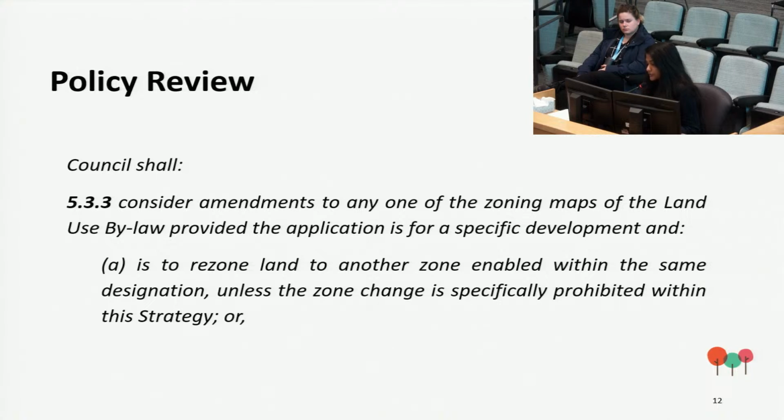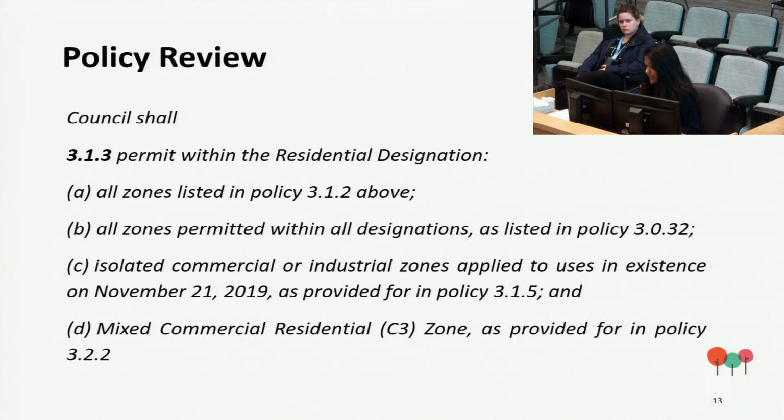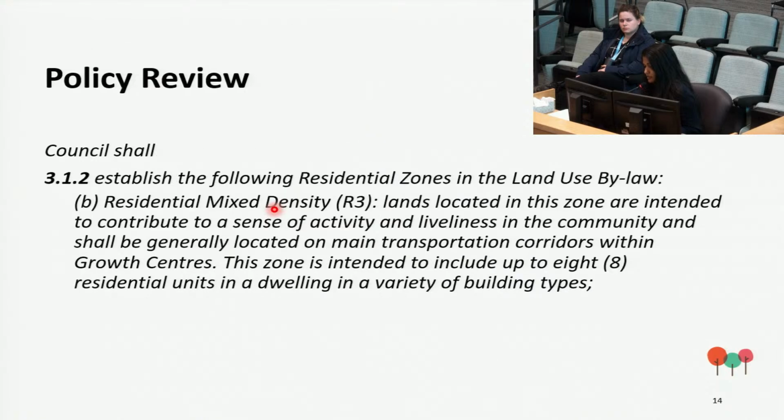So the current zoning of the property is R1 zone, which is within the residential designation. And these are some of the zones enabled within the residential designation. So if we look at criteria A here, it states all zones listed in policy 3.1.2 above, and this is policy 3.1.2. As you can see, residential mixed density R3 zone, the proposed zone, is listed within policy 3.1.2. As a result, council is able to consider this rezoning. And this policy also states the zone intent, which I'll come back to in a few seconds.